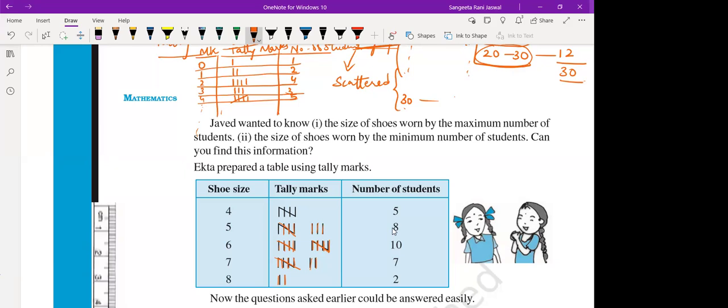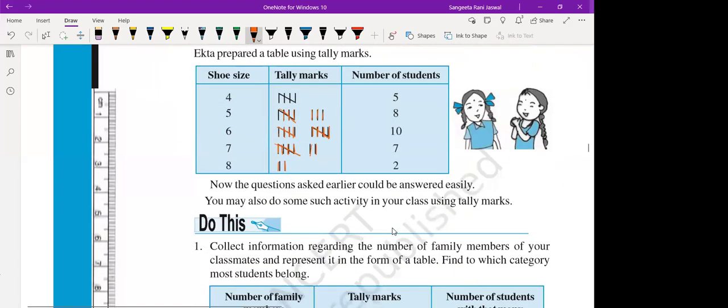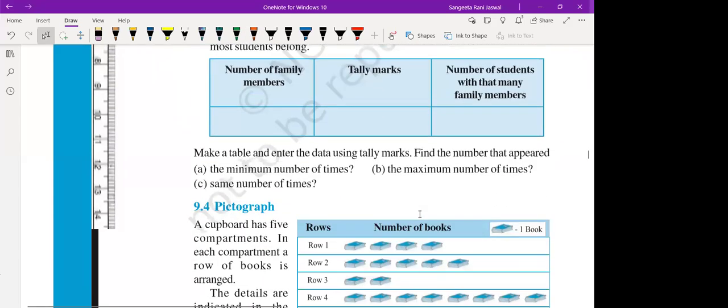How do you represent the information in the tally form? So you understood now: the shoe sizes were given, the number of students were given, and the data has to be represented in the tally form. Okay, let's see more examples on this.